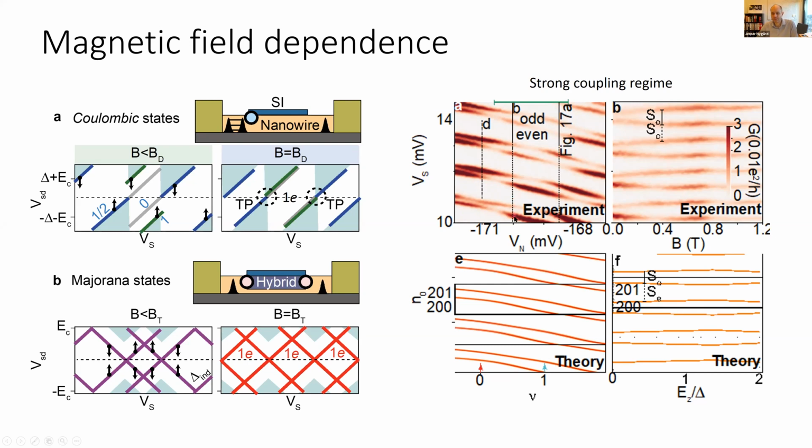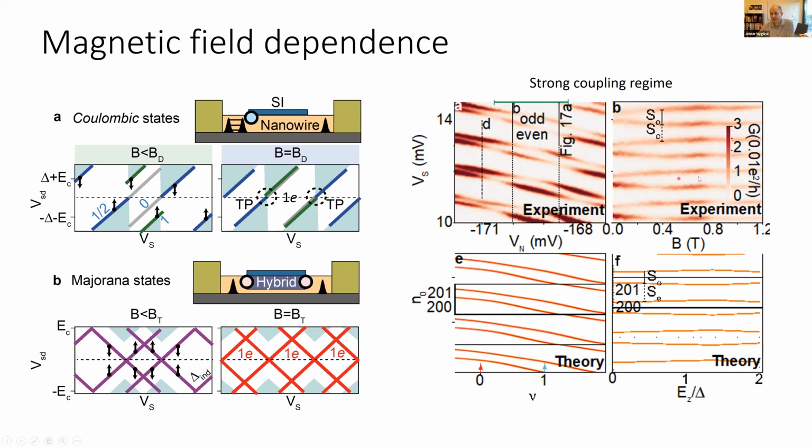For instance, fixing the gate at one particular field where we have clear even-odd signatures in the charging when sweeping the superconducting island's gate. Here's shown the data at zero field. And as we crank up the field towards a finite value, at some point we arrive at this transition where the triplet state takes part in the ground state transition. And we have the even and the odd Coulomb valleys attaining the same spacing.